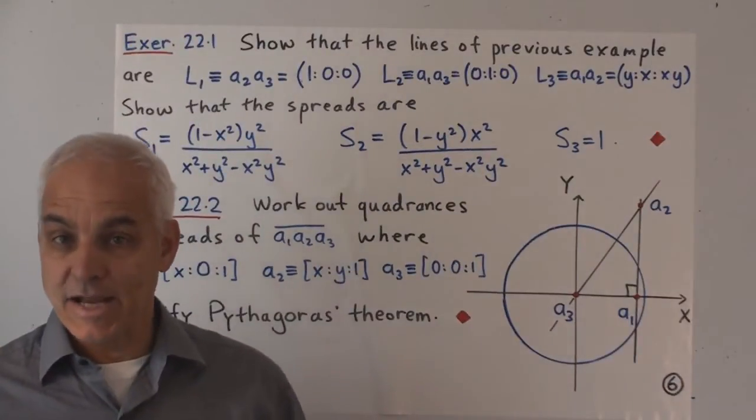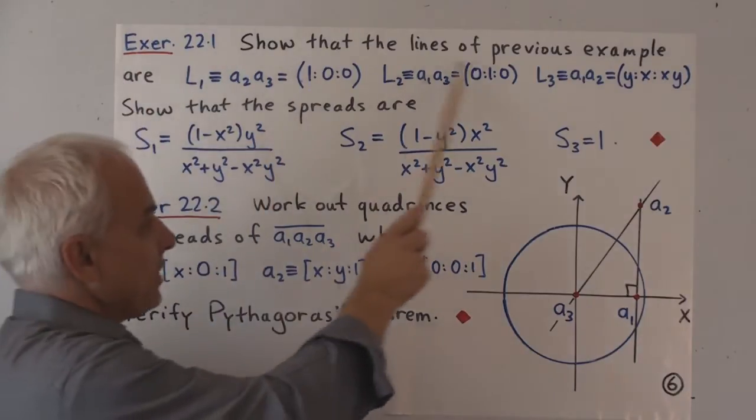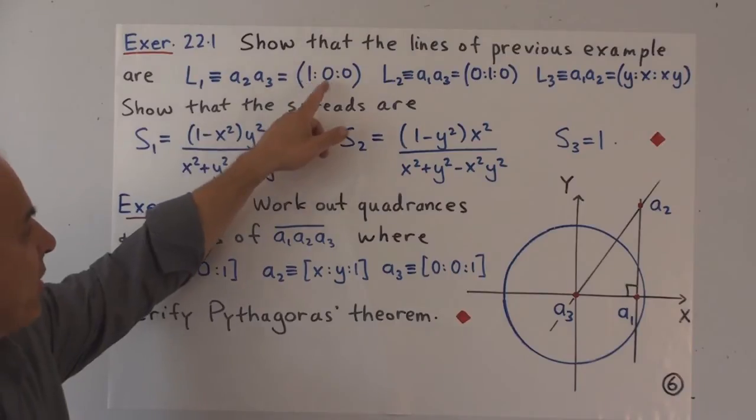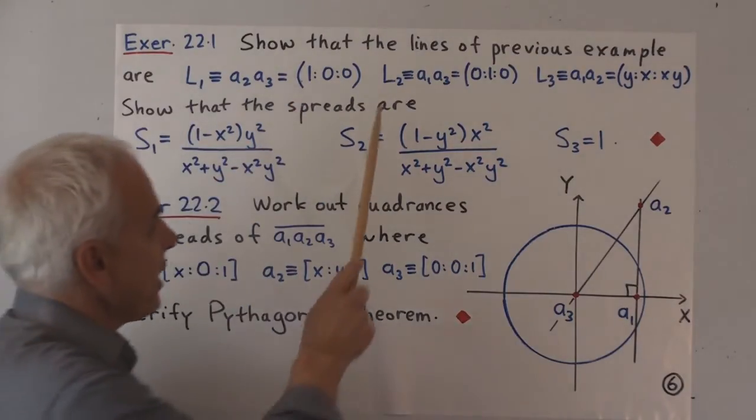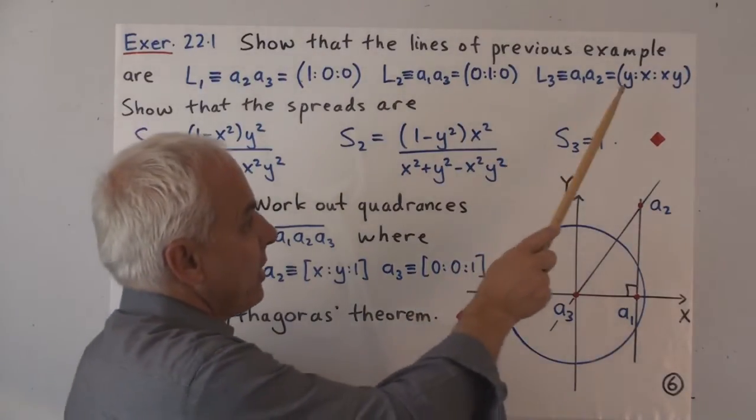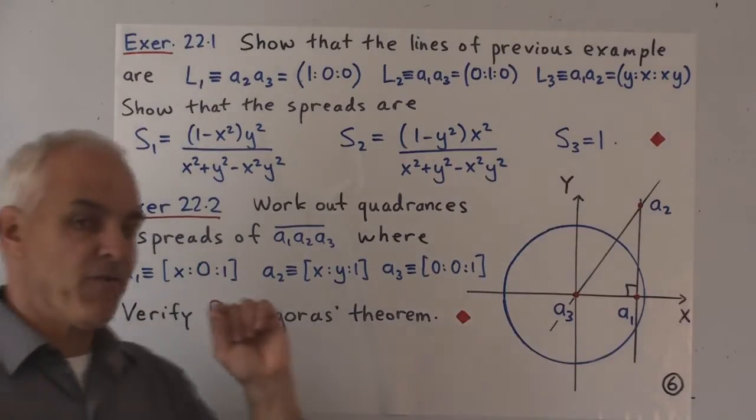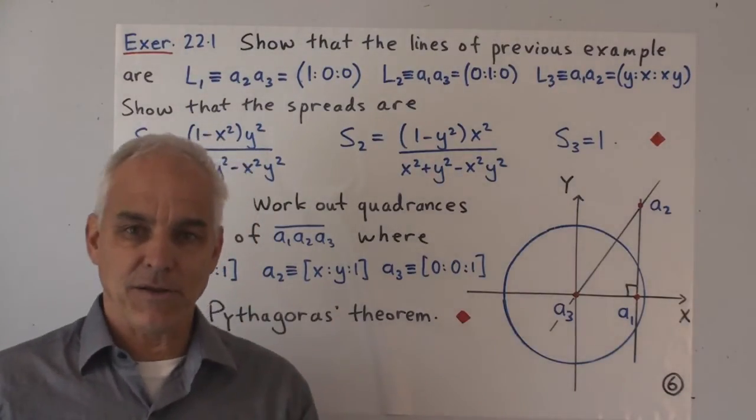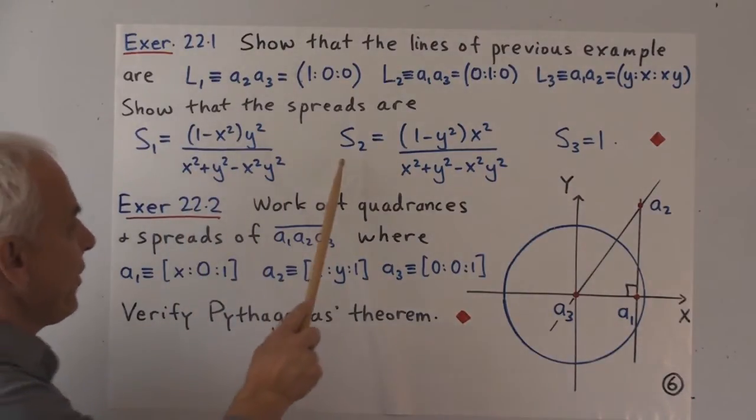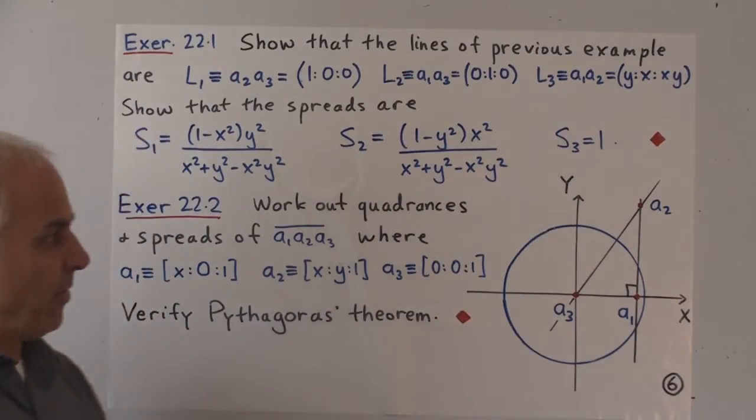So let me give you that as an exercise. Exercise 22.1, show that the lines of the previous example are in fact these ones. There's L1, the line [1 : 0 : 0]. The line L2 is [0 : 1 : 0]. And the line L3 is [y : x : xy]. And then use the formula for the spreads between lines to compute that S1 is this expression, that S2 is this expression, and that in fact S3 really is 1.